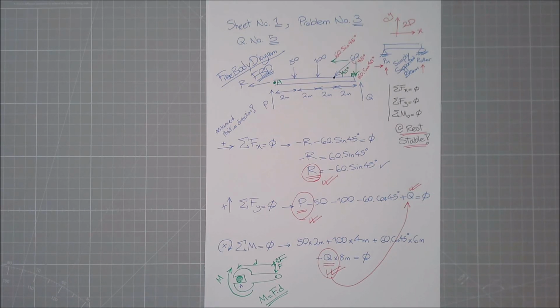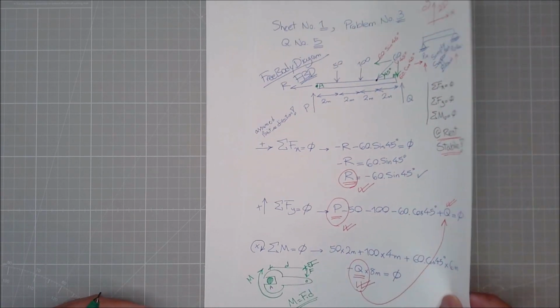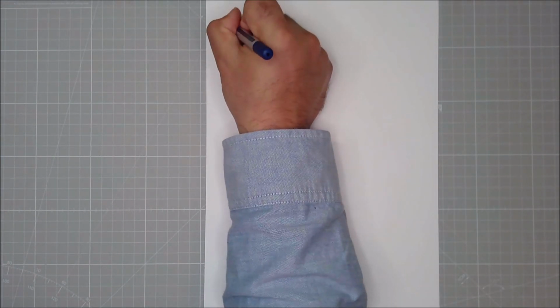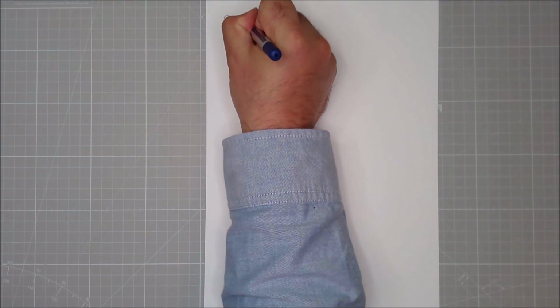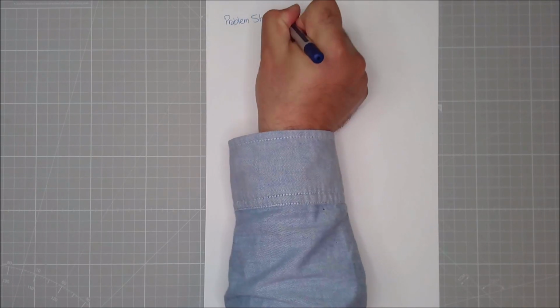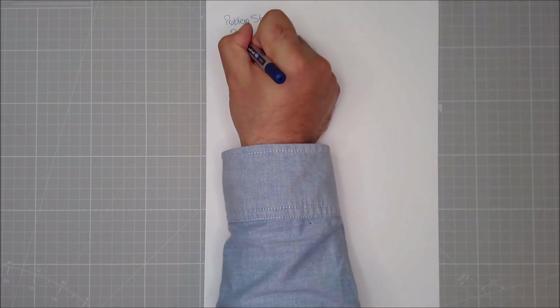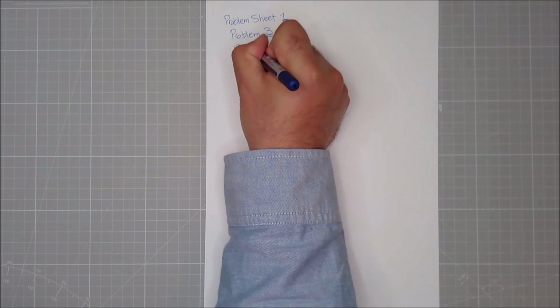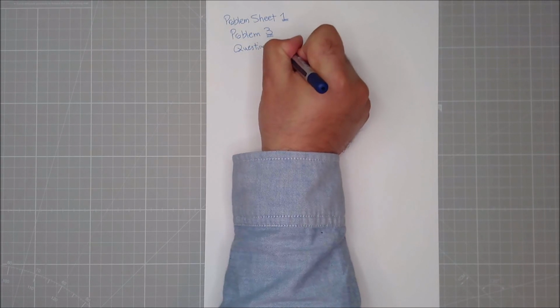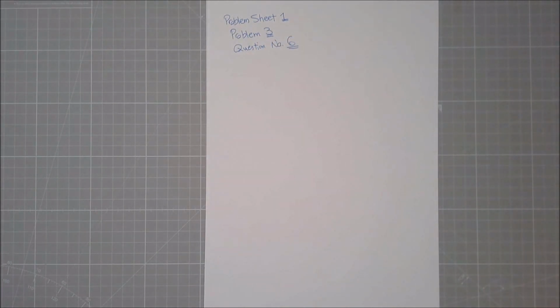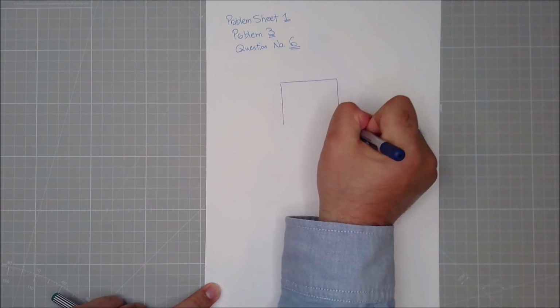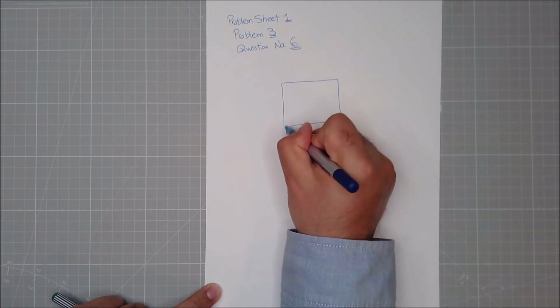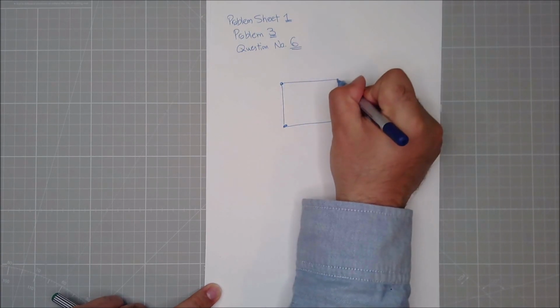Let's look at another case. Let's make it a bit more sophisticated. So now I'm in problem sheet 1, problem 3, question number 6. It's beside the other one. It's a box. So let's draw a box. I put points, points, points, points.